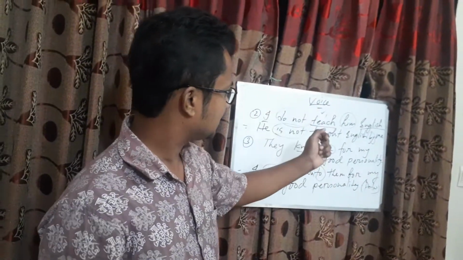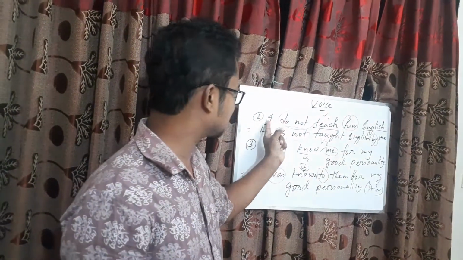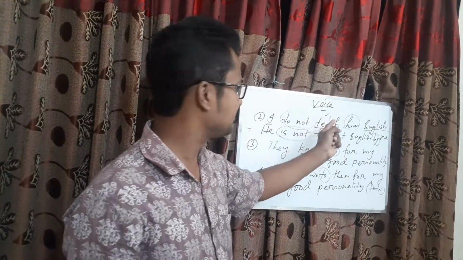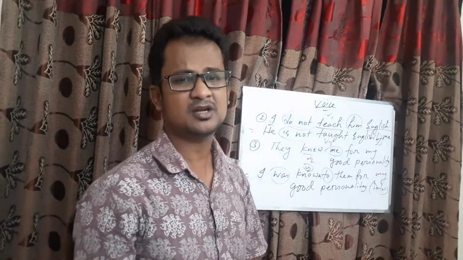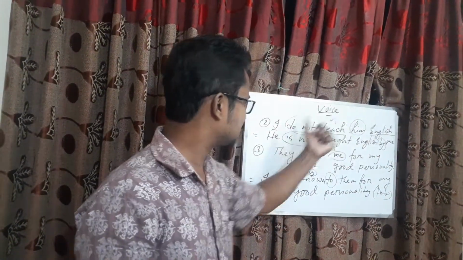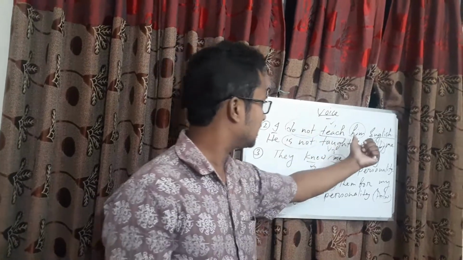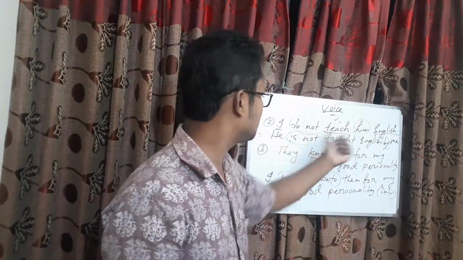What I have done: I have found the subject, I, and do not as the auxiliary verb, teach as the main verb, and the object. Two objects are there. I have chosen the person as the subject. It is better. I can take the other object as a subject, but to choose a person as a subject is better.